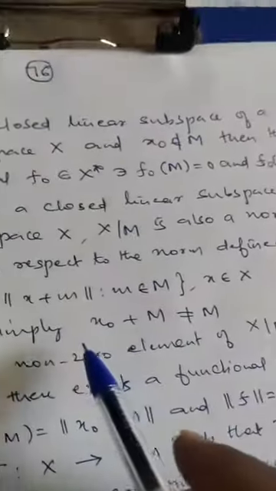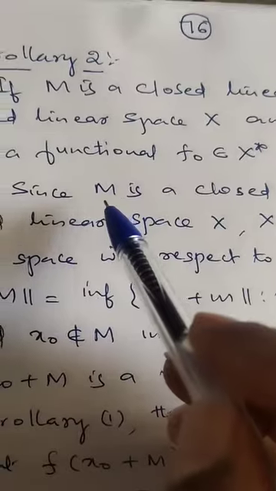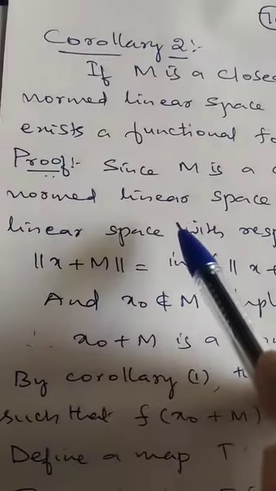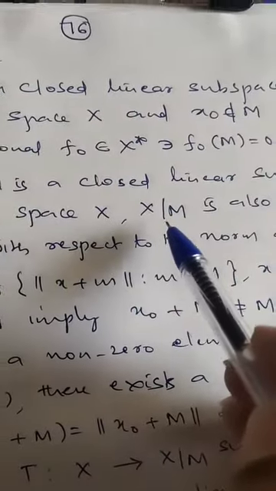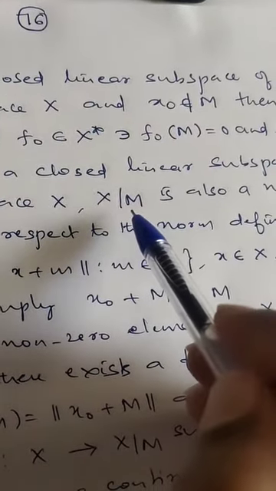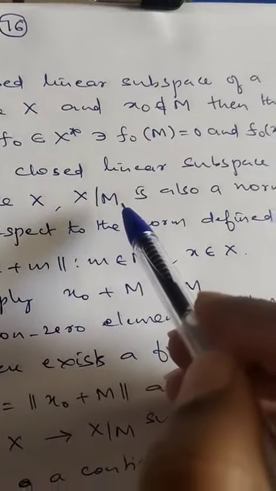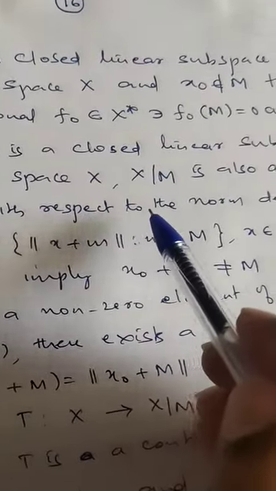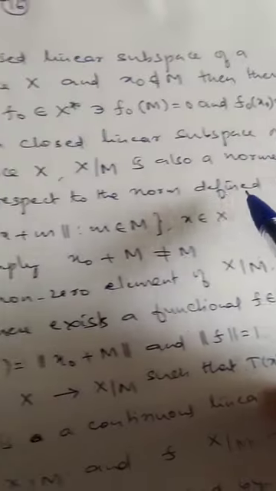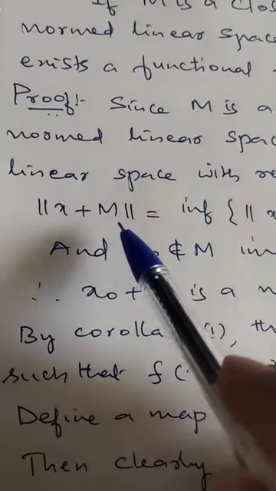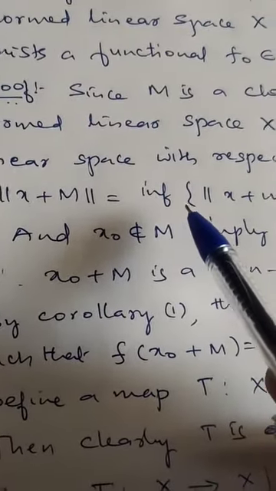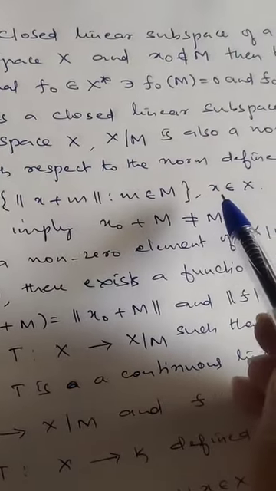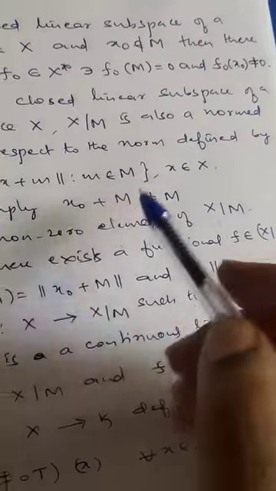Okay. So now, since M is a closed linear subspace of a normed linear space X, you know that we can construct a quotient space X by M. That quotient space X by M is also a normed linear space with respect to the norm of a coset defined by norm of x plus M is equal to what? We already studied: the infimum of norm of x plus m, where m belongs to M and x is an element of X.